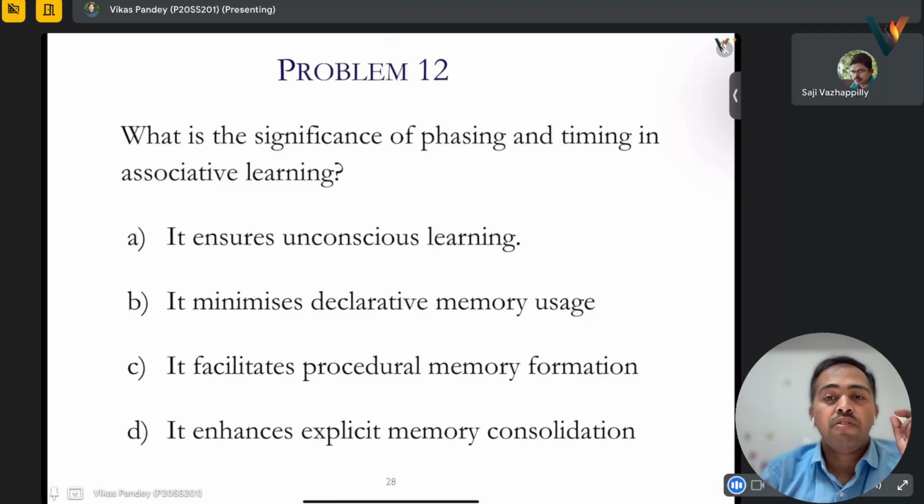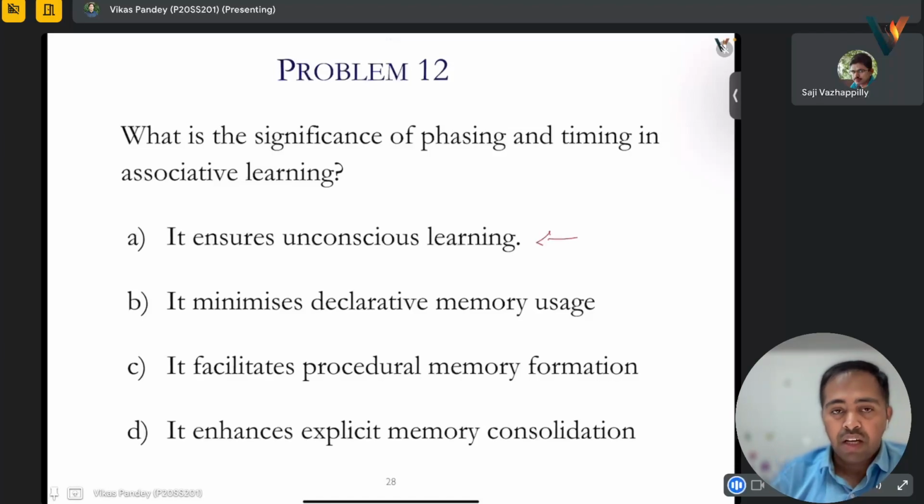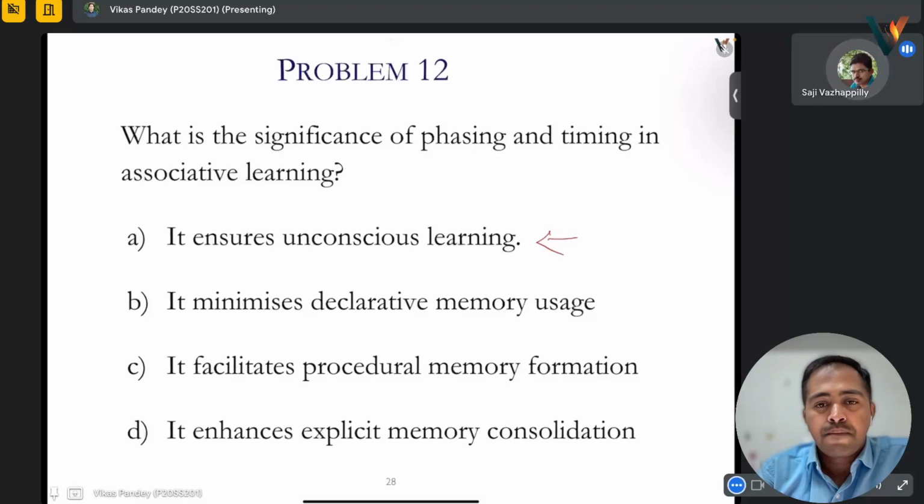What is the significance of phasing and timing in associative learning? It ensures unconscious learning. It minimizes declarative memory use. It facilitates procedural memory formation. It enhances explicit memory consolidation. Sir, I don't understand. What is actually phasing and timing?